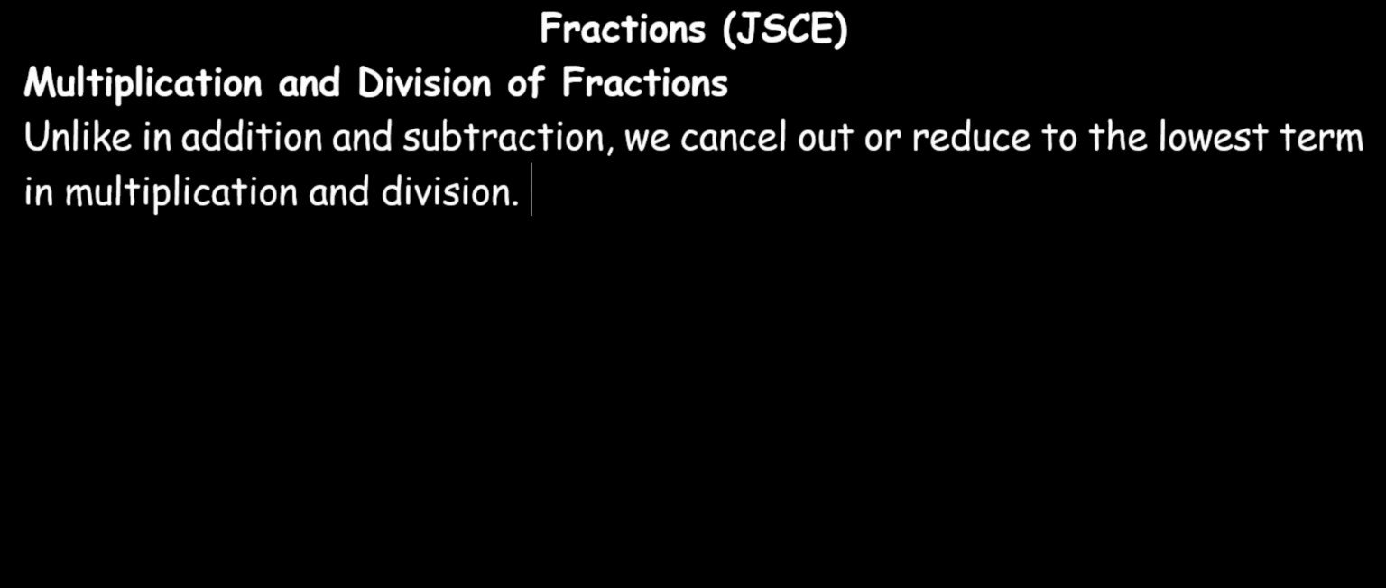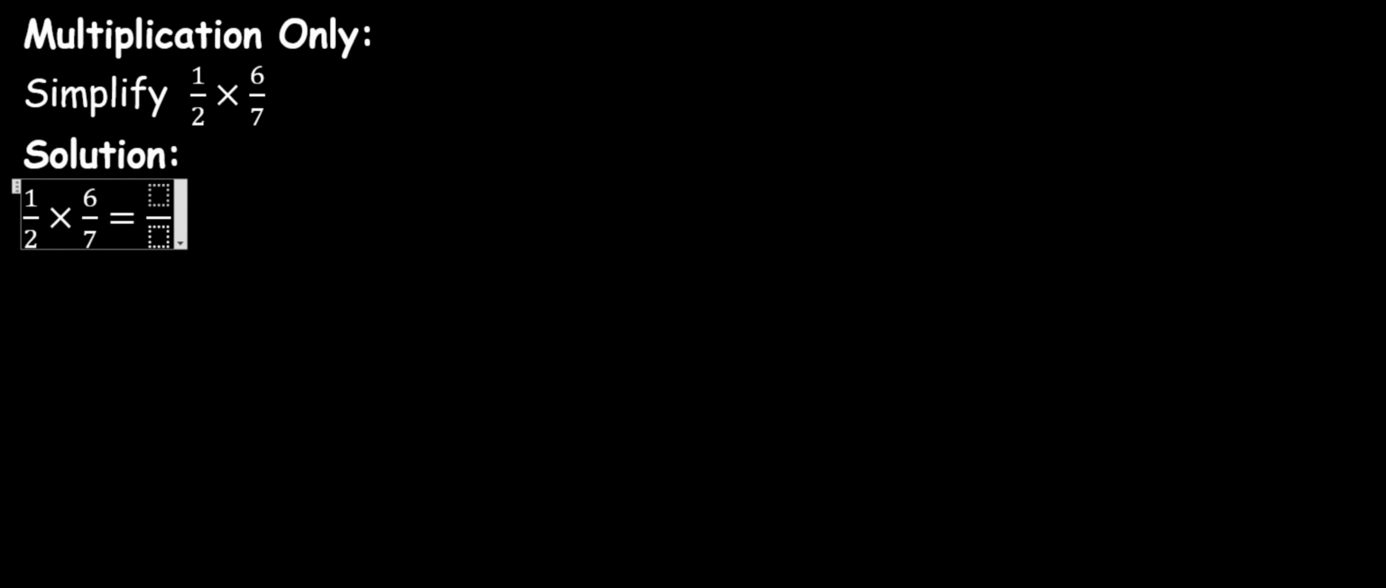Let's take some examples involving multiplication only. Simplify 1 over 2 times 6 over 7. Solution. Our problem is 1 over 2 times 6 over 7. Sometimes we cancel out: 2 divides 6, and we get 3. So the result will be 3 over 7.